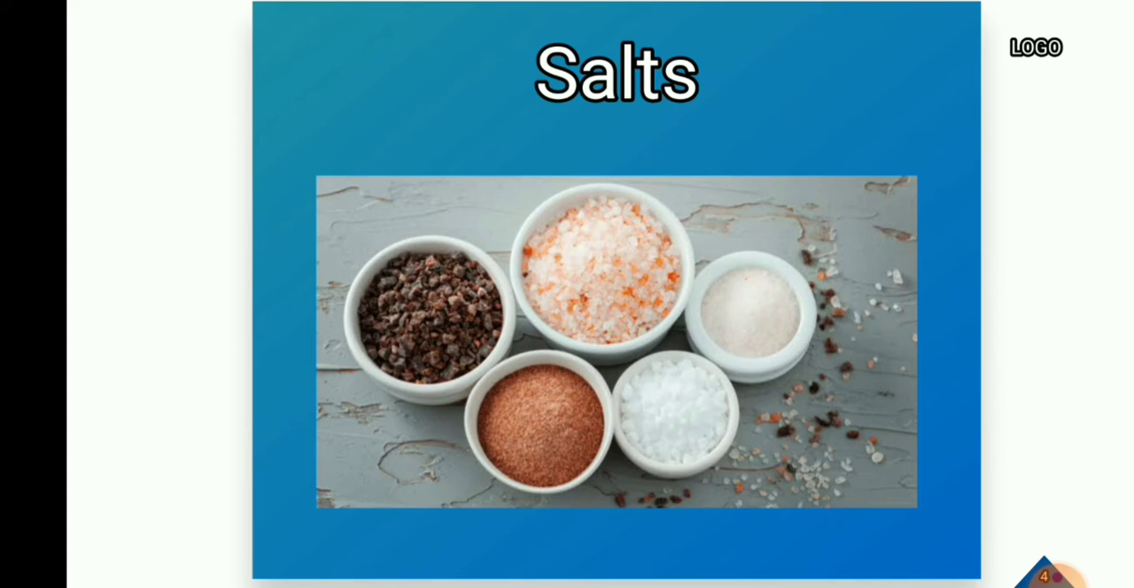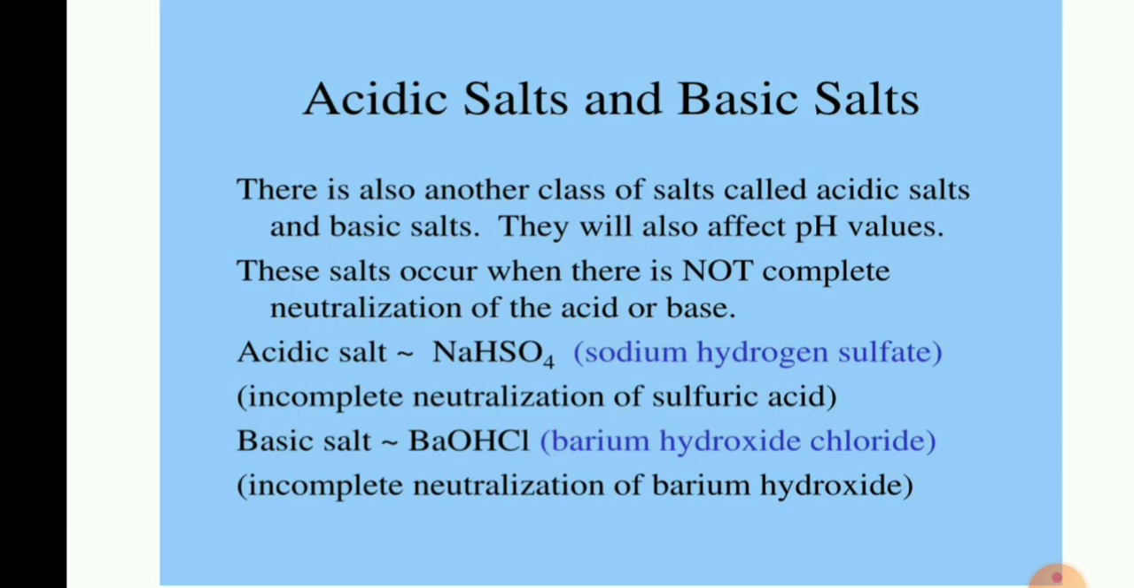Like common salt, sodium chloride, copper sulfate, all these are also salts. They will all come under the salt family. Just as acids like hydrochloric acid, sulfuric acid, nitric acid all come under the acidic family, in the same way different types of salts in your laboratory will come under the salt family. Then you may get a question whether salt also has any acidic or basic nature.